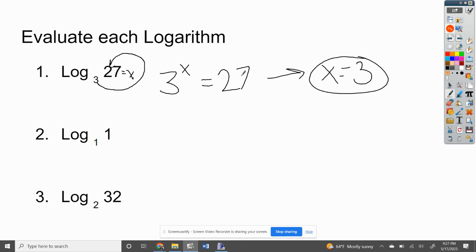Well, if I was solving this exponential equation, I would try to take 27 and write it as a power, as a base of 3. And to do that, it would have to be 3 to the third power. So 3 to the third power is 27.